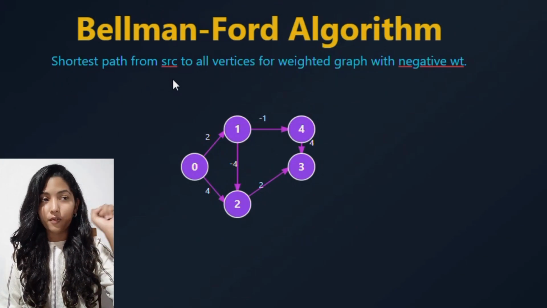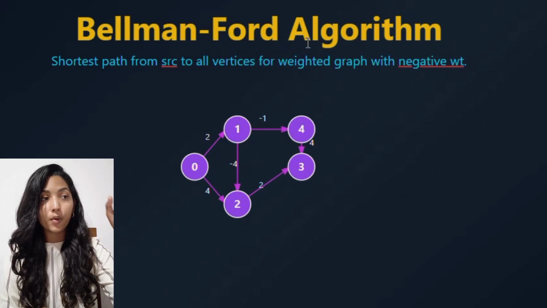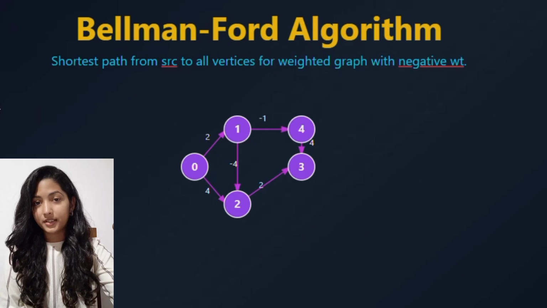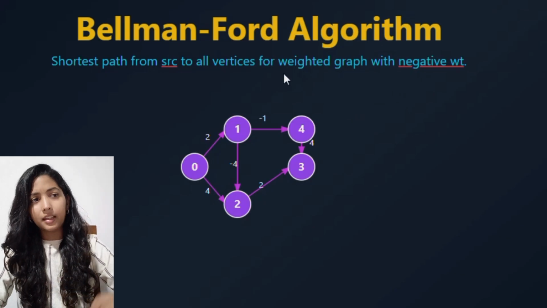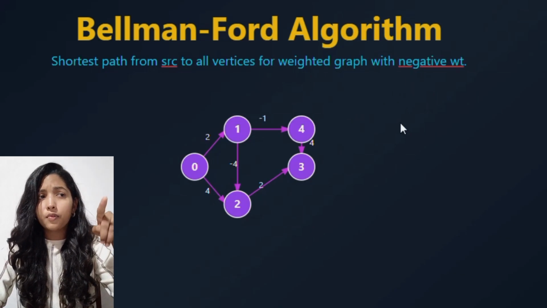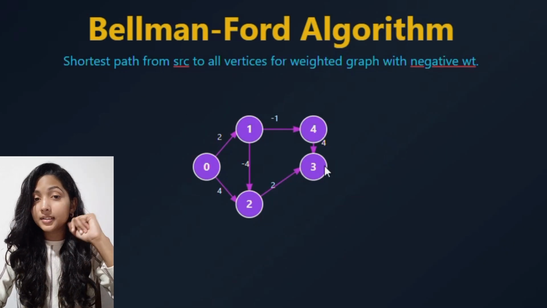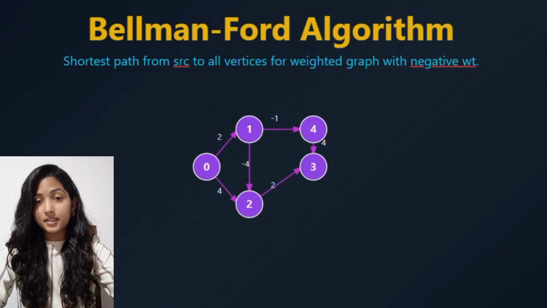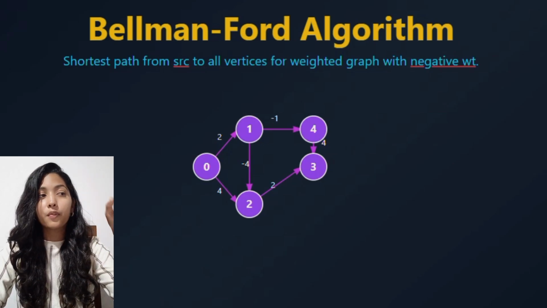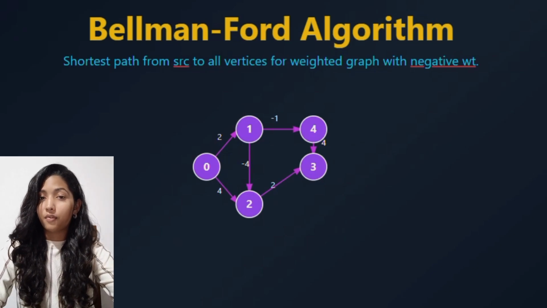So look at this graph. What the Bellman-Ford algorithm does is find the shortest path from a source to all vertices in a weighted graph with negative weights. You might think Dijkstra's algorithm does the same thing. Yes, it finds the shortest path from source to all vertices in a weighted graph. But what it can't do is handle negative weights. So the specialty of the Bellman-Ford algorithm is that it even handles graphs with negative weights.